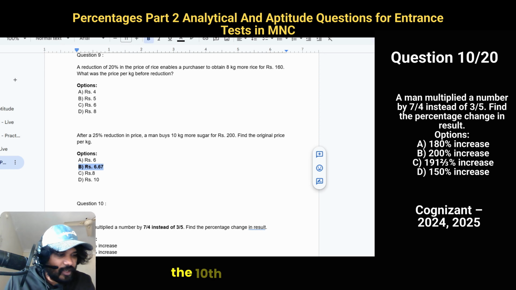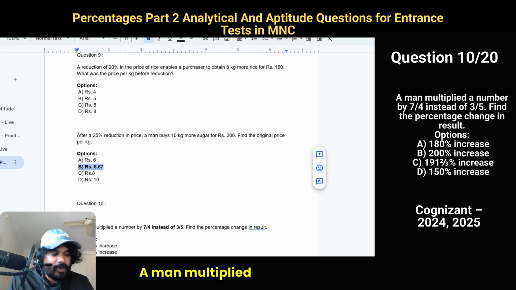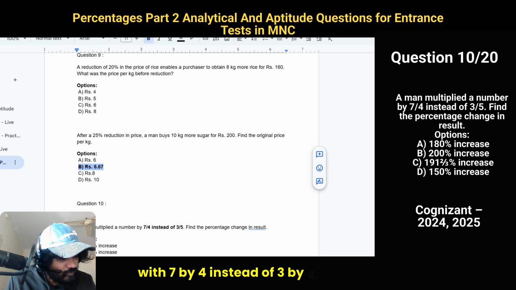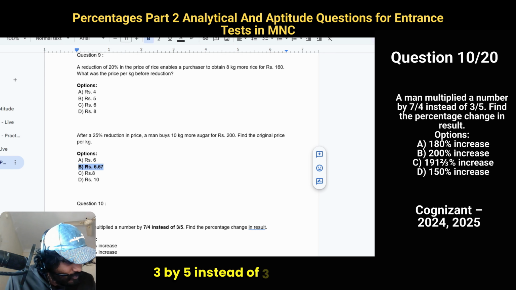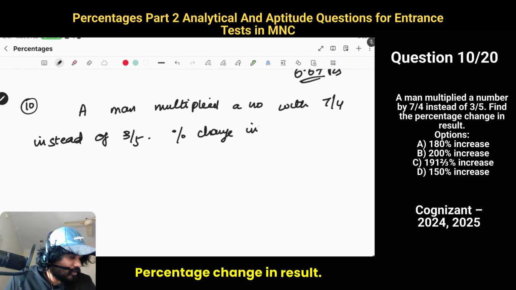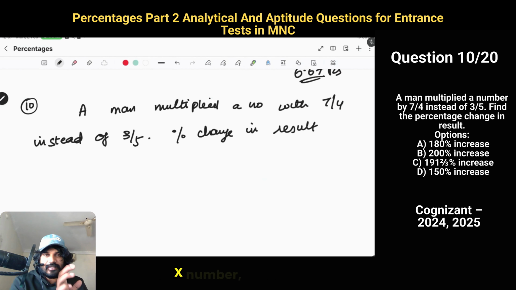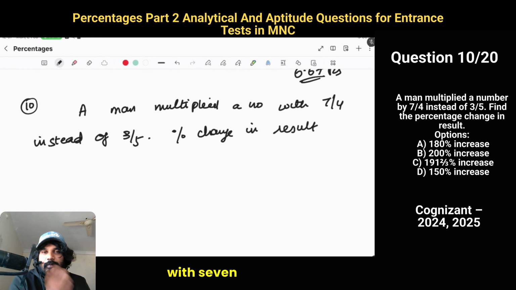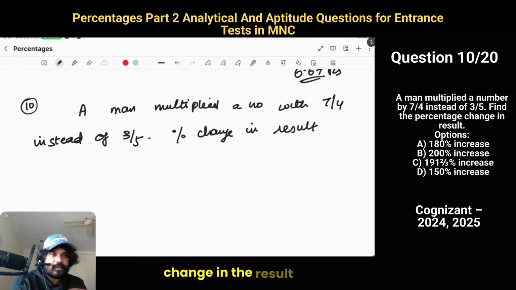Okay, so we'll do the 10th question. A man multiplied a number with 7 by 4 instead of 3 by 5. Percentage change in result. Suppose there is an x number. You have to multiply that number with 3 by 5, but unknowingly you multiplied it with 7 by 4, and there will be a difference in the percentage. So what is the percentage change in the result is what he is asking.